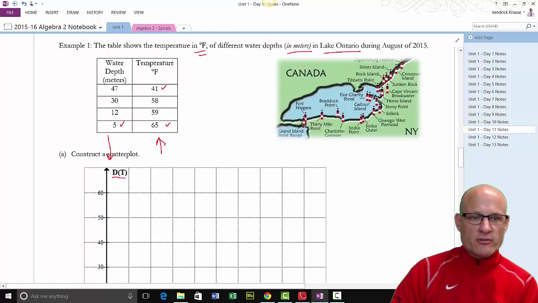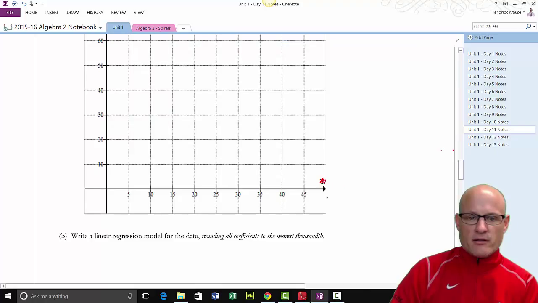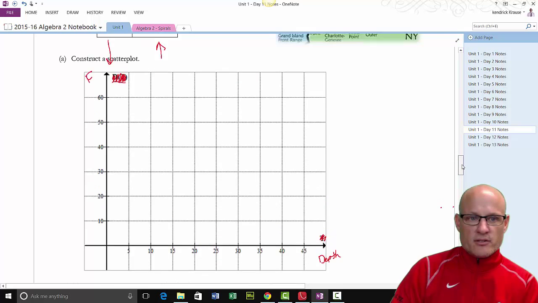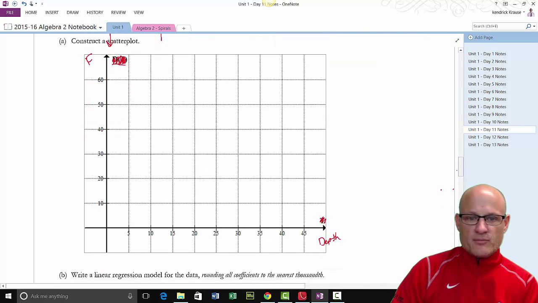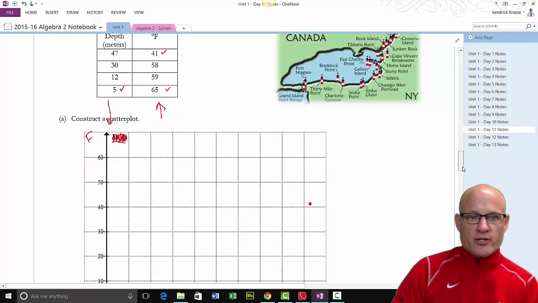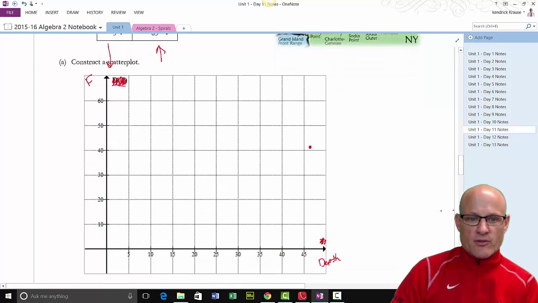I hate this. We're changing this. Let's just put the temperature here and the depth here, because some of that didn't make sense. So 47, 41. Right about there. And then 30 degrees and 58. So 30 and 58.